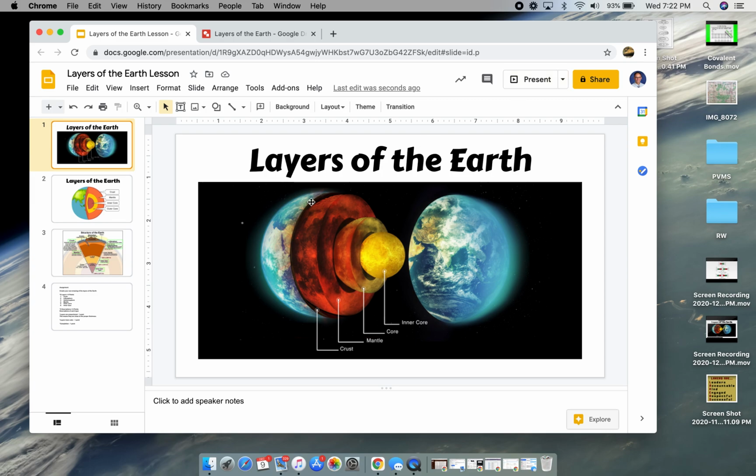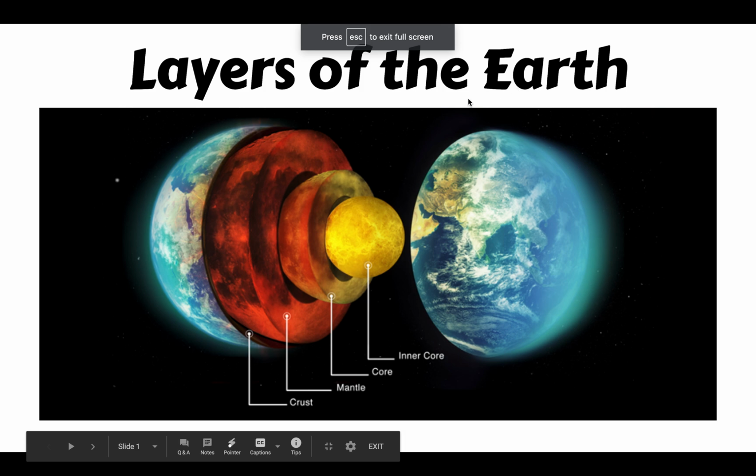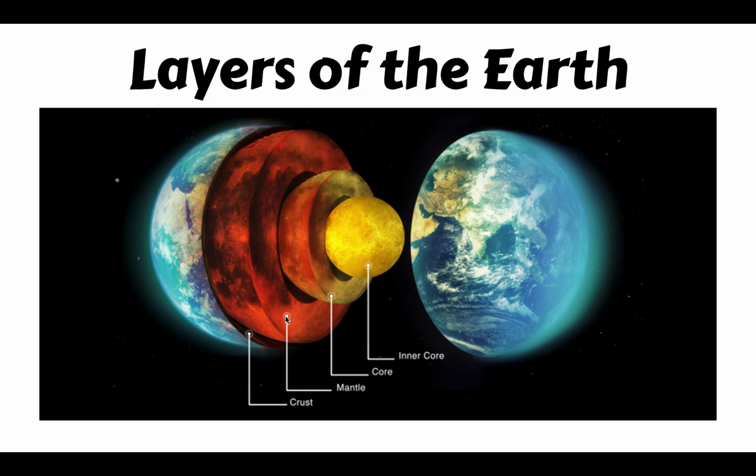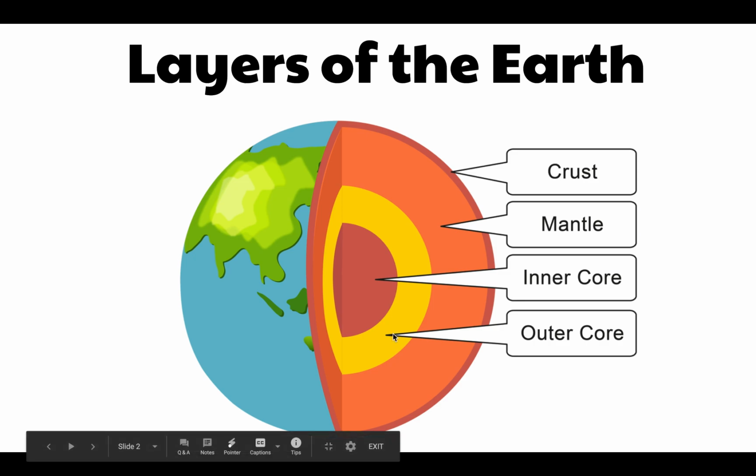Today we're going to talk about layers of the earth. Now in 5th grade you've learned that there are 4 layers of the earth. That's the crust, mantle, core, or the outer core, which would be here, and the inner core. And you've probably seen it in different diagrams where it takes you through the crust, the mantle, the yellow here is the outer core, the red is the inner core.